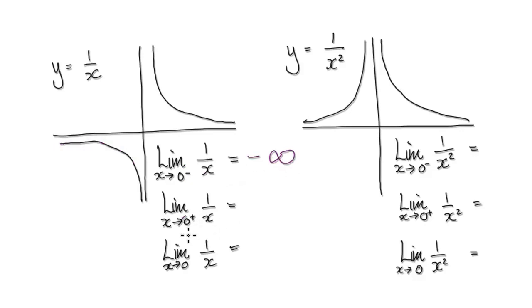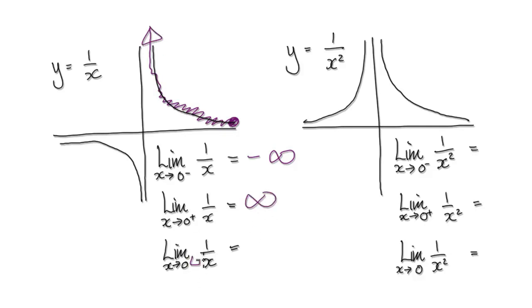Now approach 0 from the right hand side only. So a positive sign would mean approach it from the right hand side. So from the right hand side, approach 0. Here you can see that the limit is actually positive infinity.